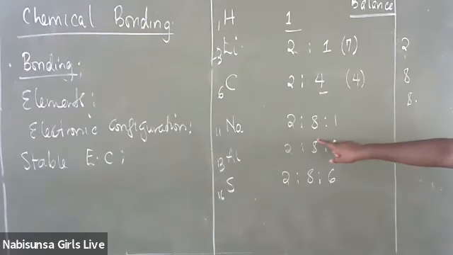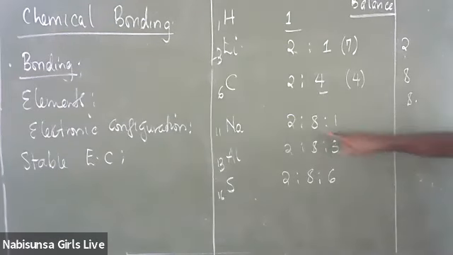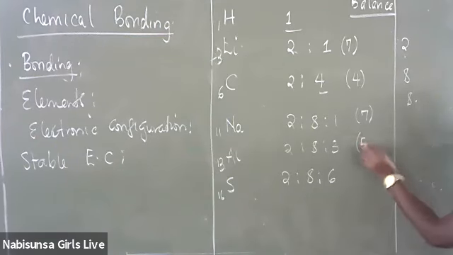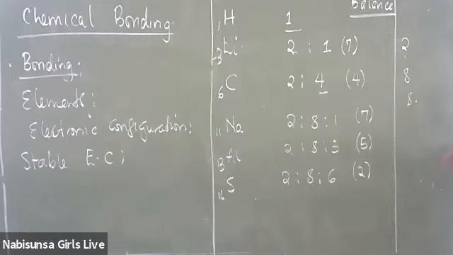When you look at this one here also, this one is fully filled, that one fully filled, but this one has only 1. So this one has to have a maximum of 8. It requires an extra 7 to be fully filled. The same applies to the others. This one is going to require an extra how many? It's going to require an extra 5 to be fully filled. This one is going to require an extra how much? 2. So extra 2 to be fully filled to attain what they call a stable electron configuration.